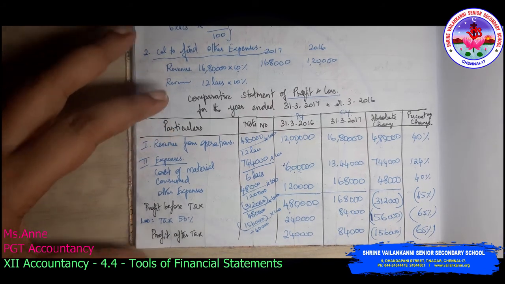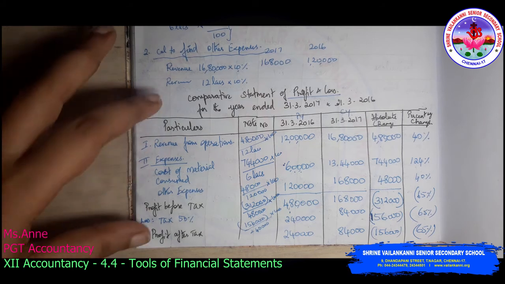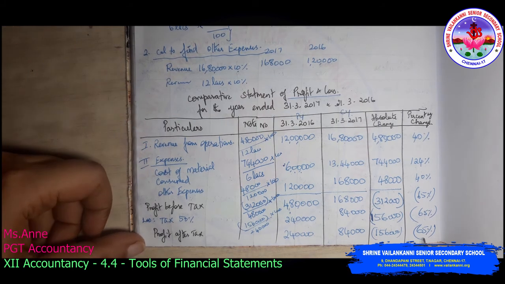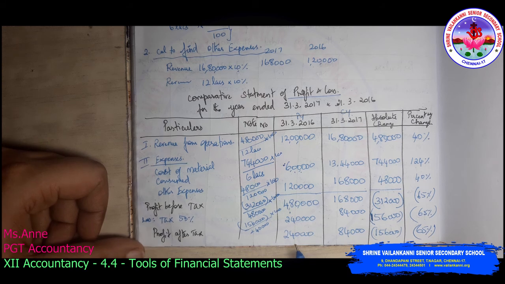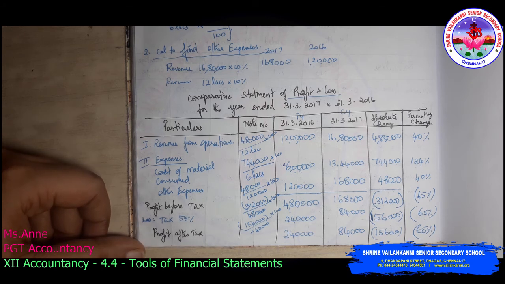So this is how you need to prepare. So what do we conclude by this? We say that there is a negative change in terms of profit. Previously the profit, how do you analyze this? Previously the profit was 2,40,000. It has reduced by the extent of 65%. This is what we understand by this.